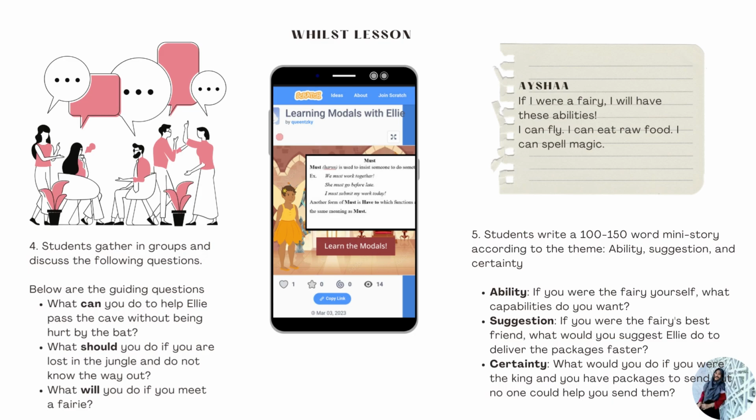And all of these guiding questions are based on the story itself that is presented in the learning object. So if you are wondering about the story, go on and check the learning object to know more about it. Basically, the students have to write 100 to 150 words, a mini paragraph or mini story, according to this theme. They can only choose one theme that they want.